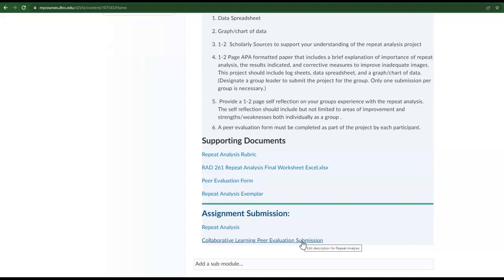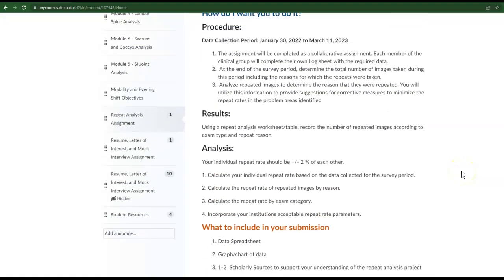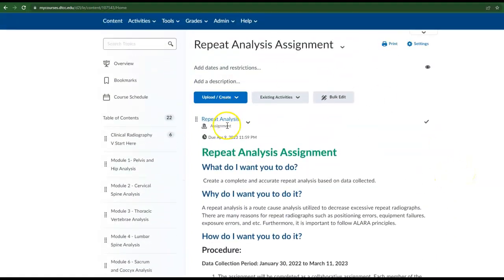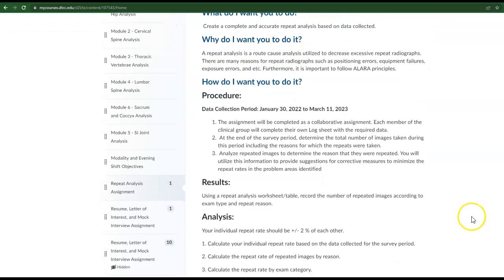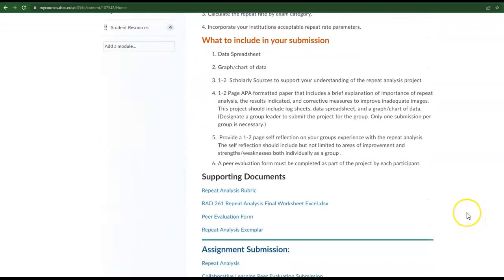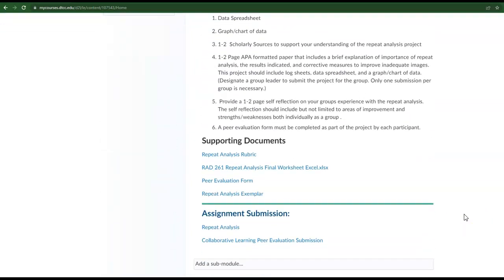I hope that provided you some clarity on the assignment. This assignment is due April 9th of 2023, which should give you plenty of time to work on this. If you have any questions or concerns, please feel free to reach out to me, and good luck.